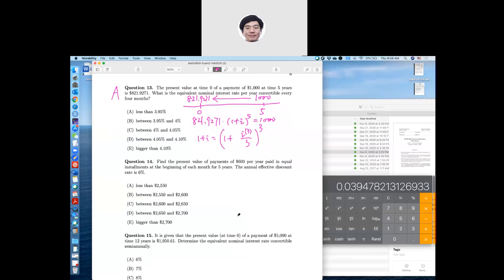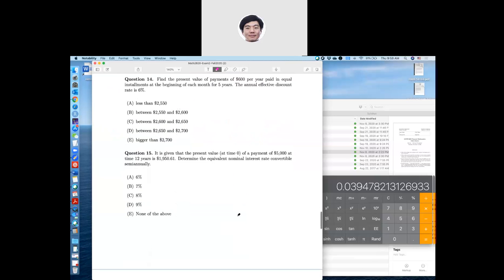annuity. Now let's forget about annuity. 15, it's given that the present value of 5,000 at 12 years is this. It's almost the same, right? So this is almost the same as the question we just solved. Now I have 12 years, and I want semi-annually. Right, we are repeating, right? So well, let's do it, just since we have enough time.